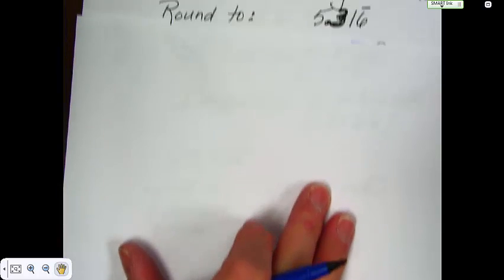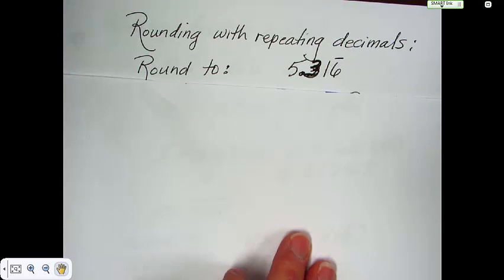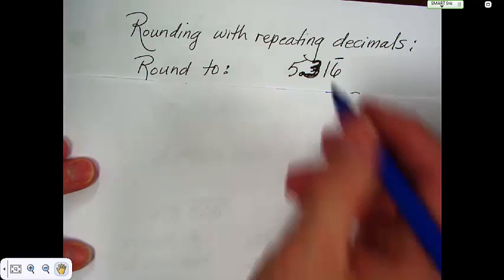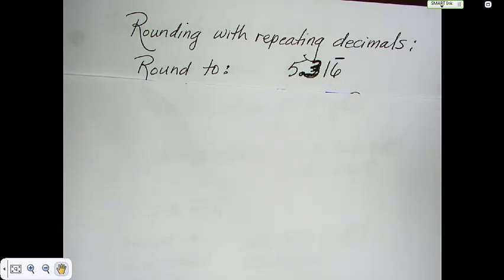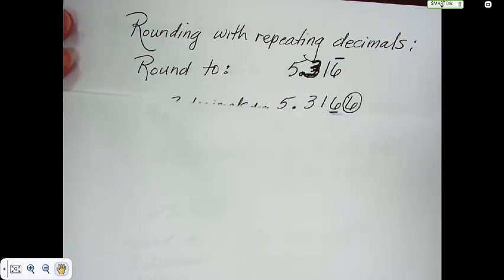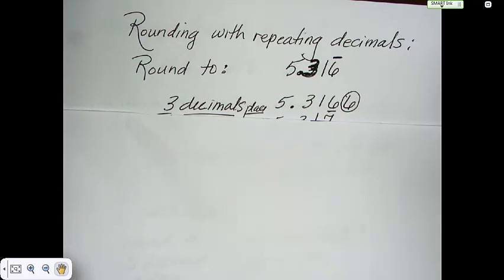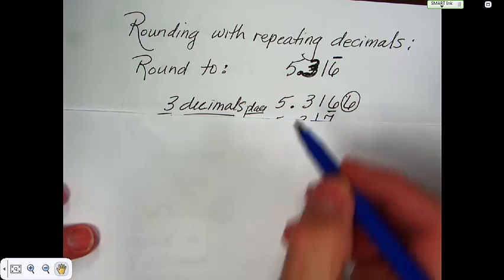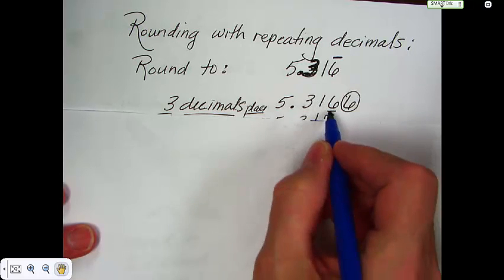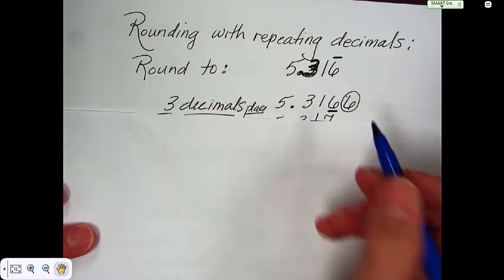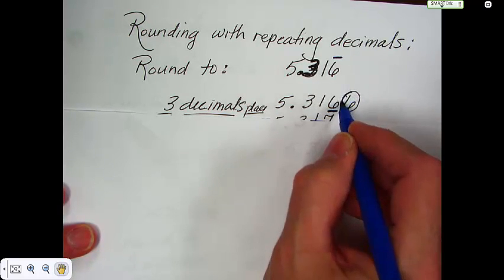Okay. We're going to do just a little bit of rounding with repeating decimals. It's not all that difficult. Let's round this particular repeating decimal. We have 5.316. Now it looks like the 6 is the only number that's repeating. Now first, of course, we have to know what we're rounding to. So if we're going to round to 3 decimal places, so that's tens, hundreds, thousands, okay? So 1, 2, 3. That means that this is the one that could be changed, and this is the one that we're going to look at.